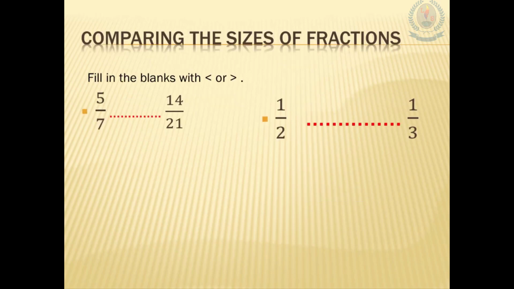Comparing the size of fractions. Before comparing two fractions, we must change them into the same kind of fraction. That means we must find equivalent fractions that have the same denominator. First example, you want to make the denominator of the first fraction as 21. You can make 7 as 21 by multiplying by 3. So you want to multiply both the denominator and the numerator by 3.